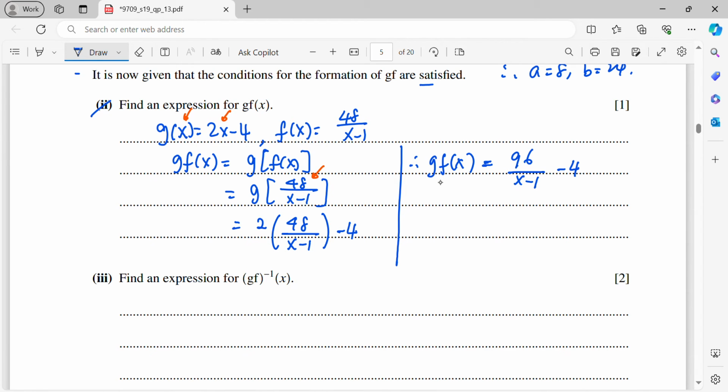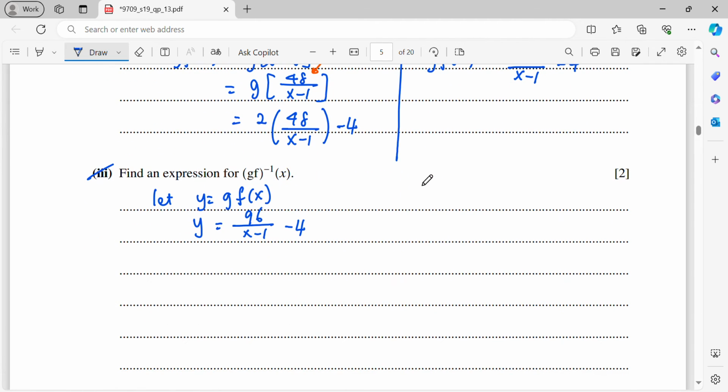Now part 3, find the inverse function of GF. So now I will let y equal GF. Therefore my y is 96 over x minus 1, minus 4. Now to get the inverse function, get x as the subject. Before that, I will move this minus 4 to the other side, which means I will get 96 over x minus 1 equals y plus 4.